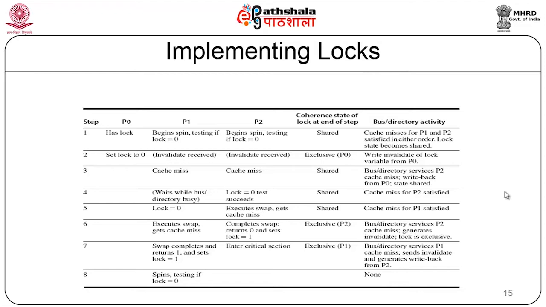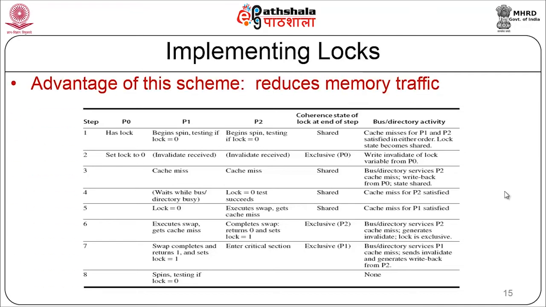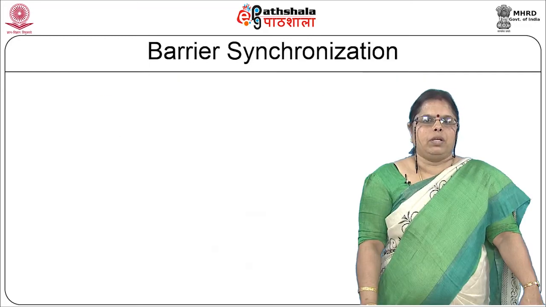And what P1 does is, because it has not got the lock anyway, it will start spinning again. So the whole process continues. So this is how you can make use of the cache coherence which has already been implemented. You can make use of that to implement your spin locking without producing an increase in traffic. So the advantage of this scheme is basically that you are trying to reduce the memory traffic.